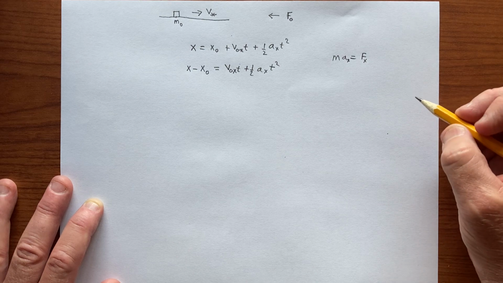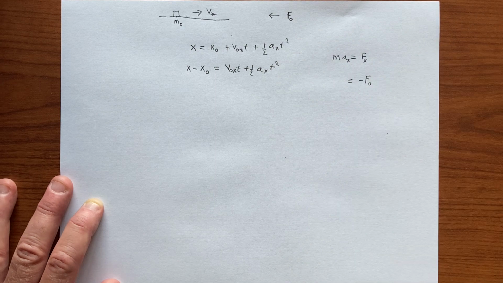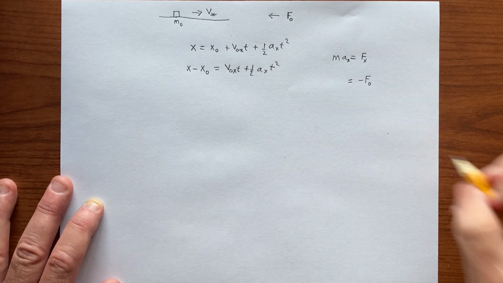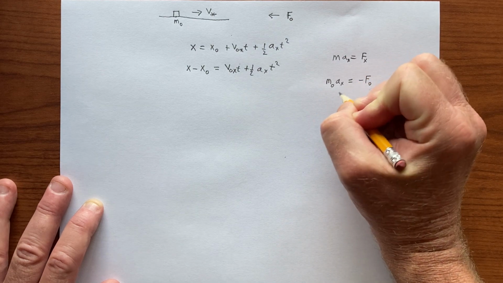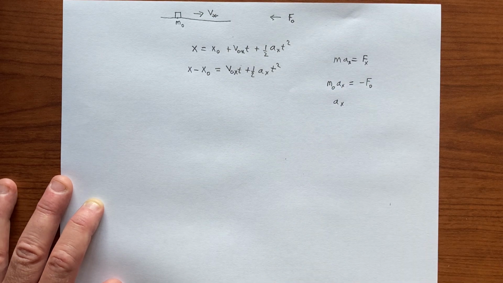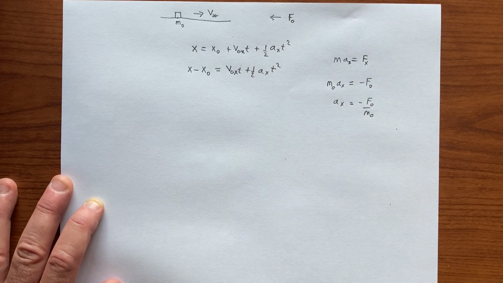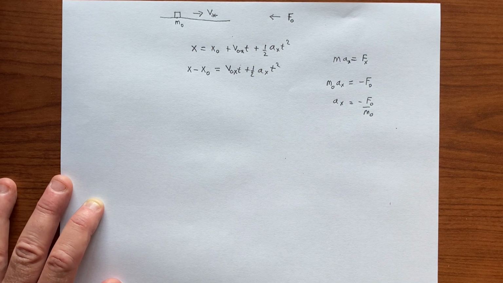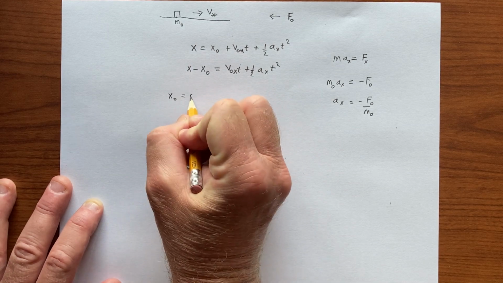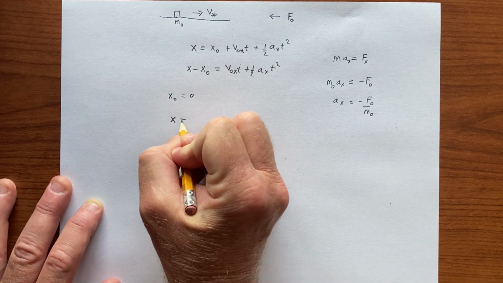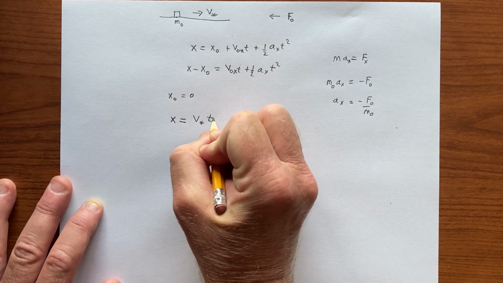What's the force in the horizontal direction? Well, it's actually minus f naught, right? The left is negative. So we have minus f naught equals m naught a x, and we can solve for a x as minus f naught over m naught. And so our equation here, x minus x naught, or we can just say x naught equals 0 to make it look simpler, is equal to v star times t.